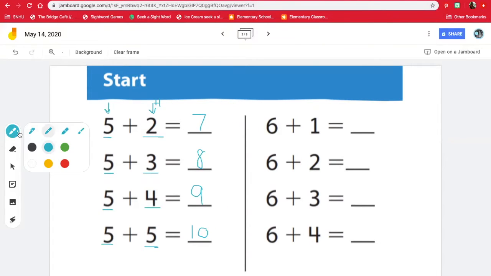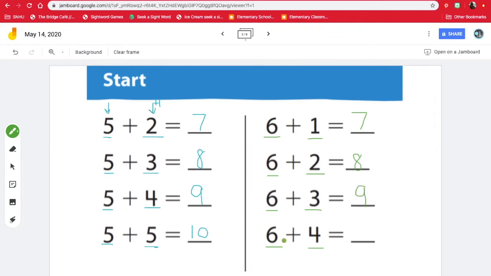Let's try this row. In the first, I see that all of the first numbers are the same. In the second, we have 1, 2, so this is 1 more. 1 more than 2 is 3, and 1 more than 3 is 4. So let's start with 6 plus 1. If I put 6 in my head and count on by 1 more, I come up with 7. 1 more than 7 is 8. I could check 6, 7, 8. 1 more than 8 is 9.